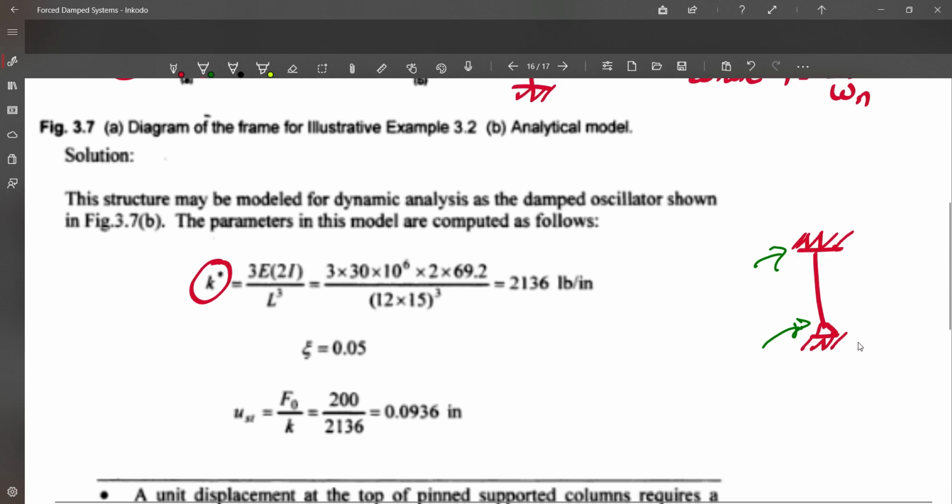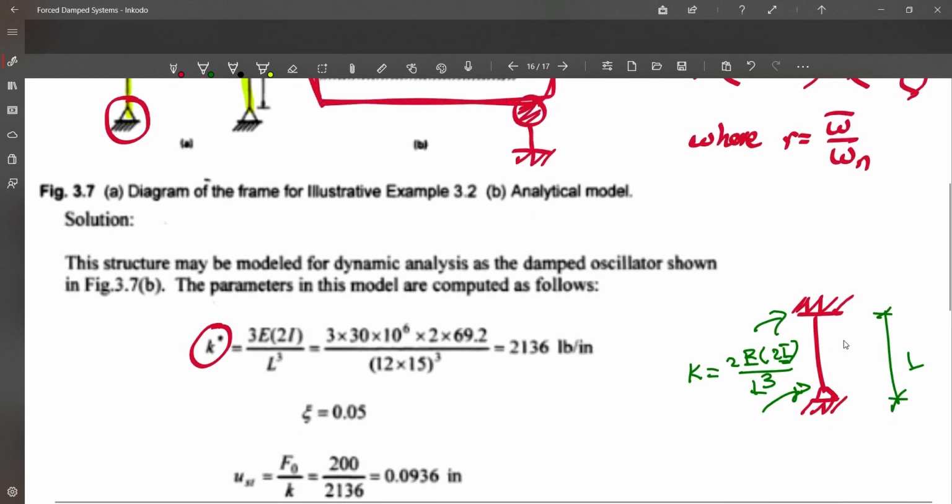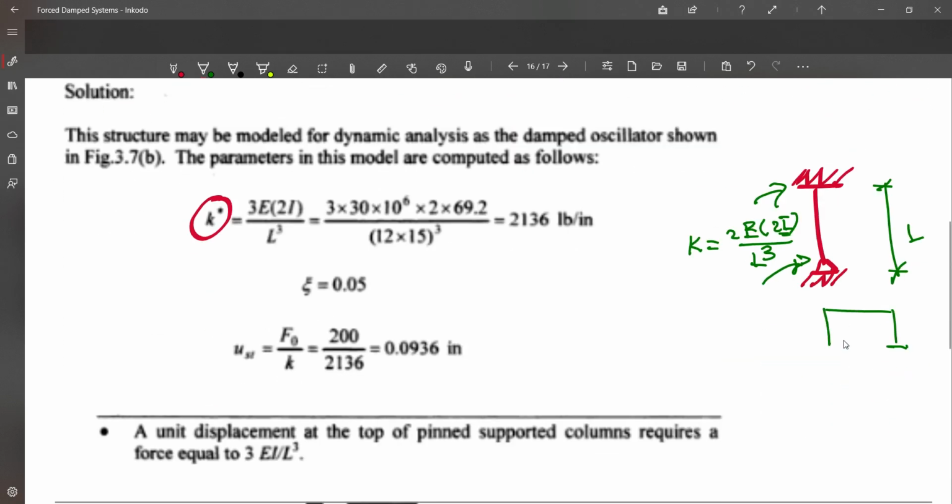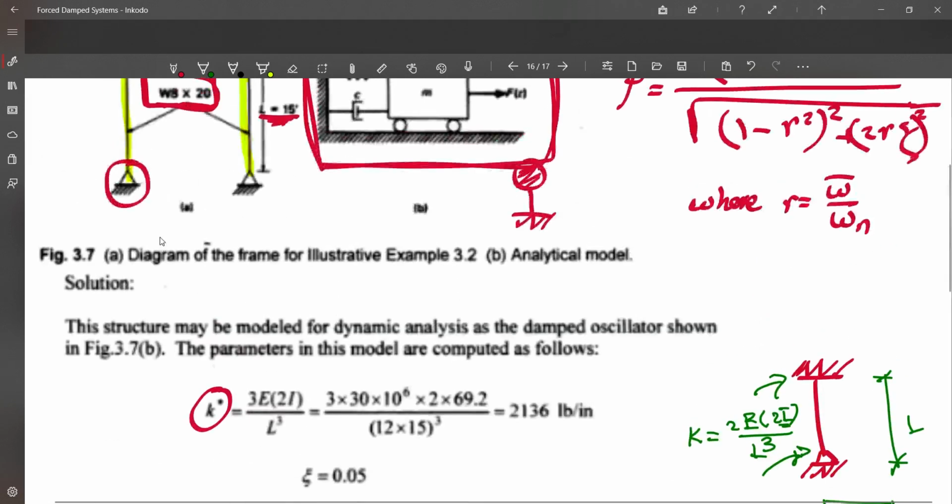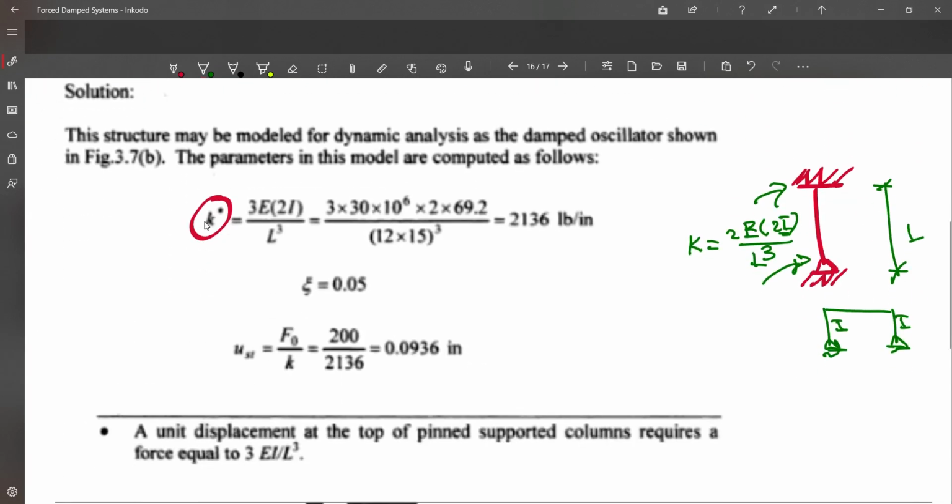For fixed-hinged, K is going to be 2 times 3EI over L to the power 3, where L is the length. 2I because we have two legs, right? We have two columns here and here, because we are talking about the system itself. It is hinged here, so we have this I and this I. We know this I because we know the cross section of the system, wide flange 8 by 20. This is what we call the unit displacement at top of pin-supported columns requires force equal to 3EI over L cubed. I think that you know it from structural mechanics.